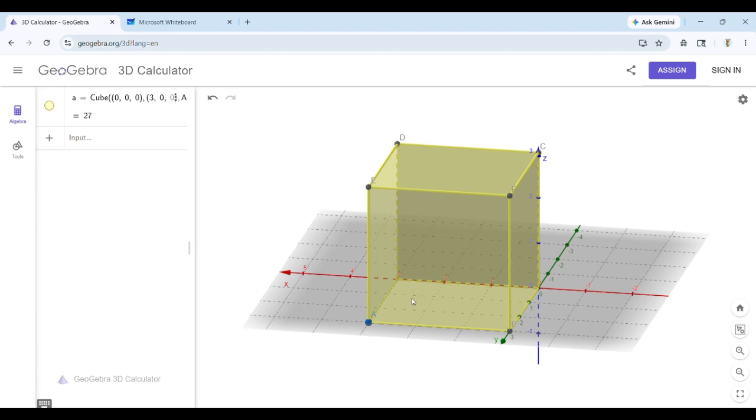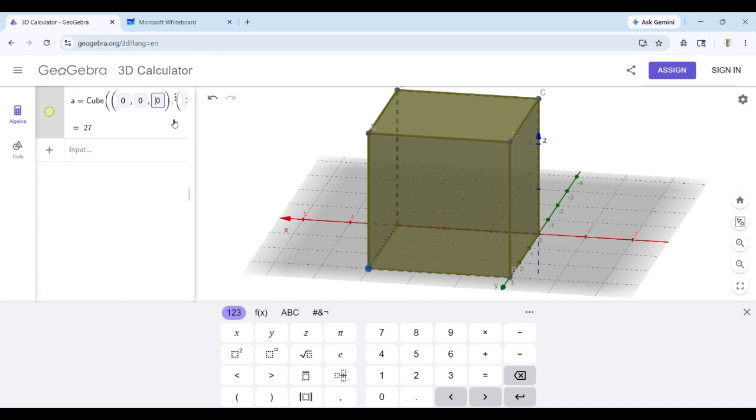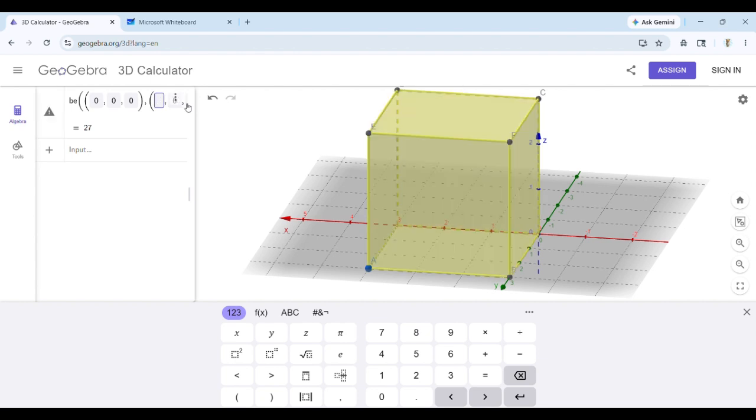So now, what? Watch what happens if I adjust our side values. We will adjust it from 3 to 4. To adjust it, you just click right here, then change the number 3 to, for example, the number 4.